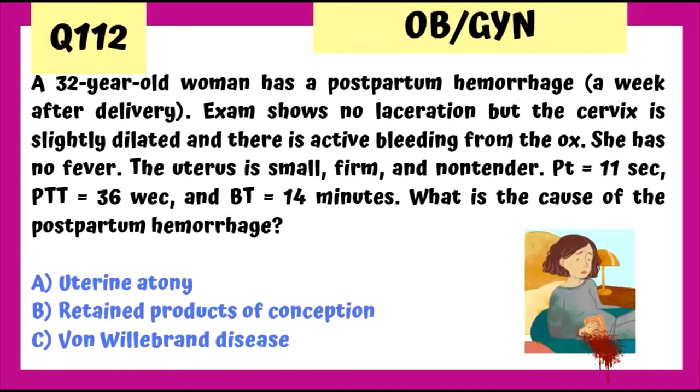Question 112. A 32-year-old woman has postpartum hemorrhage a week after delivery. Exam shows no laceration, but the cervix is slightly dilated, and there's active bleeding from the os. That should be os.